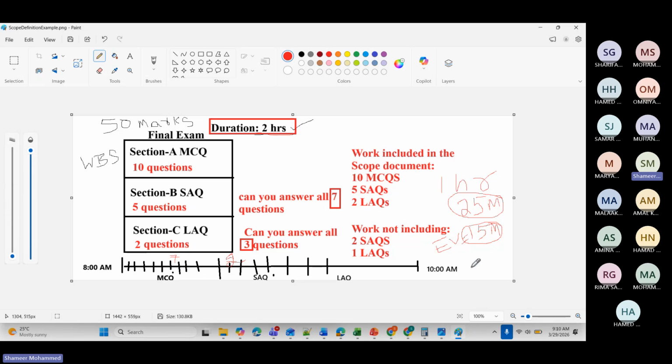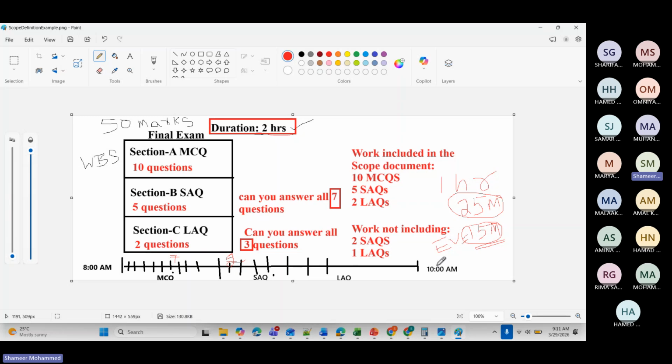You're writing the final exam for 2 hours. The examiner comes after 1 hour and checks your paper. You have completed only 7 questions from multiple choice, 2 questions from short answer, and the long answer you did not start at all. So when I do the marking, 7 marks here and 8 marks for the short answers, 8 plus 7, 15 marks only. This is the worth of your work. You have completed the work of only 15 marks in 1 hour. You should have completed 25 marks.